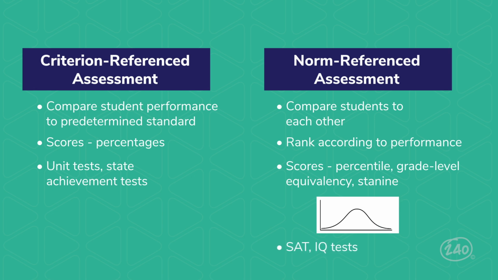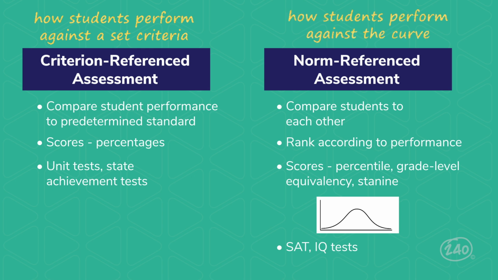To sum this all up, criterion referenced assessment looks at how students perform against a set criteria. Norm referenced assessment looks at how students perform against the normal curve. And those are some of your need-to-knows for Category 3. Want to see more? You know where to find it. One more time for the people in the back. It's in the study guide.